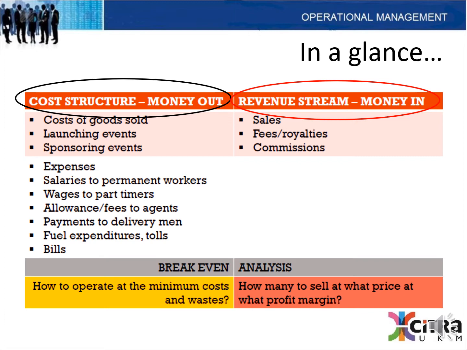What you have in the revenue stream is the sales that you have made, and then fees, the royalties that you get, and also the commission. Then you will also go to the break even. I will explain what the break even is, and what analysis is involved in this process.